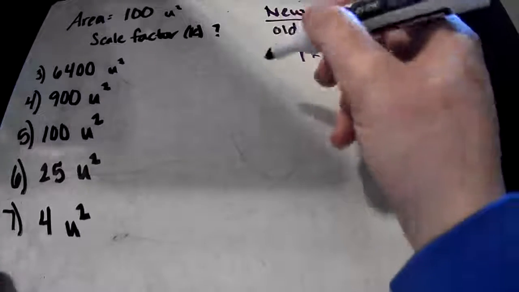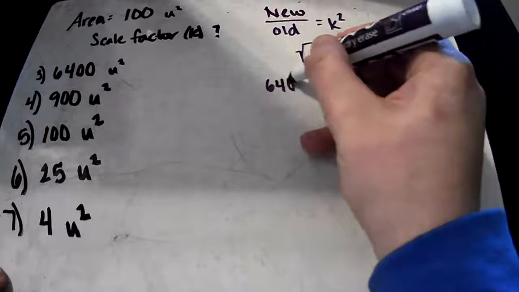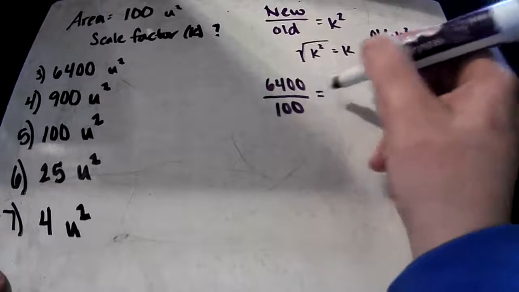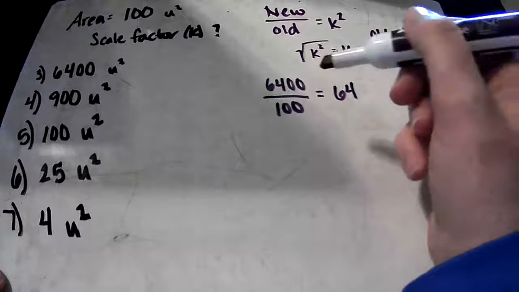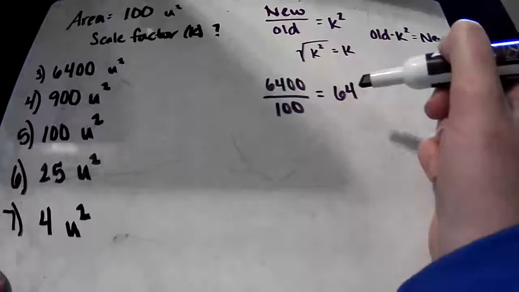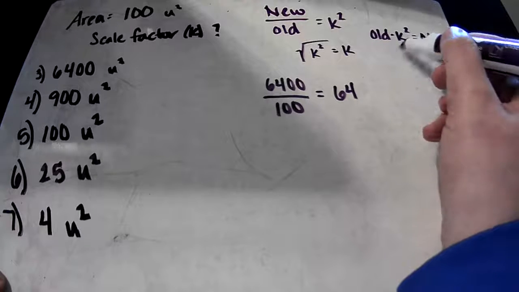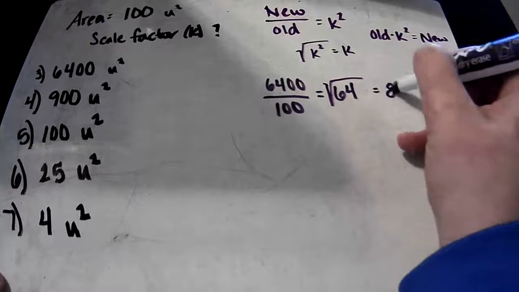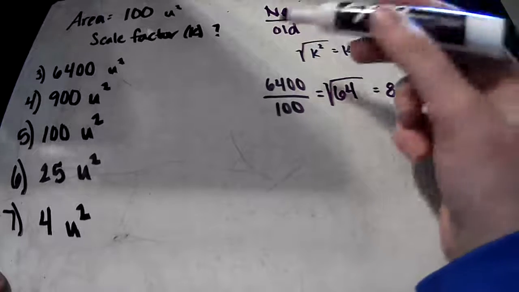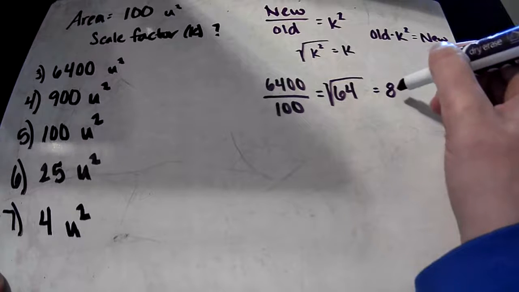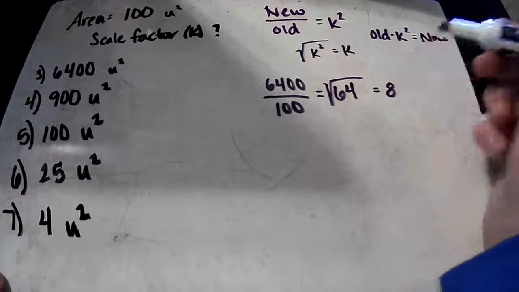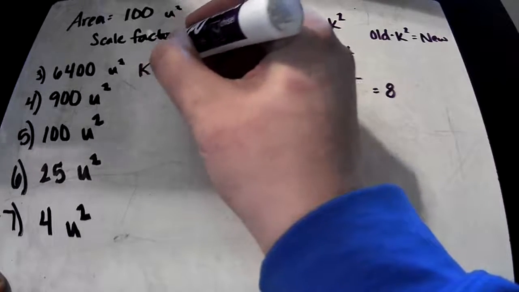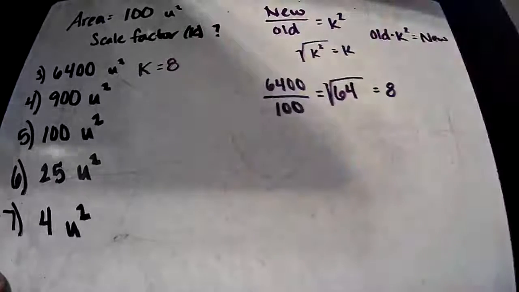So on number 3, our new area is 6,400 and our original area was 100, so we divide those. We multiplied our area by 64. If I multiplied by 64, that's k squared, so we need to take the square root of 64 and get 8. If I had an original area of 100 and multiplied by 8 squared, that would give me a new area of 6,400. So our scale factor on number 3 was 8.